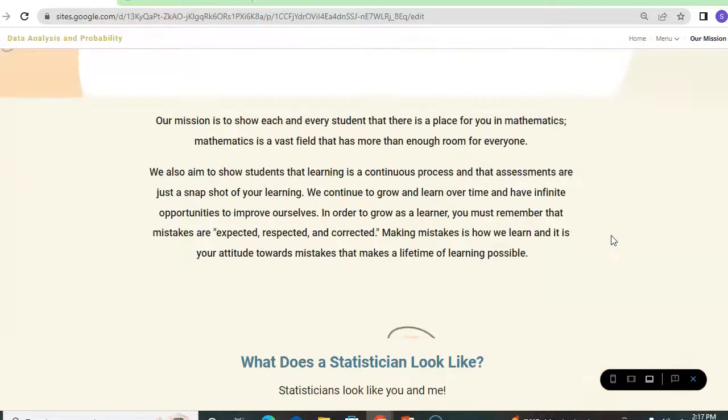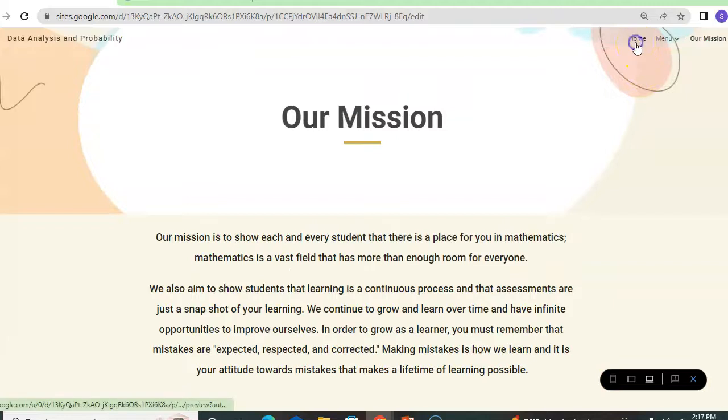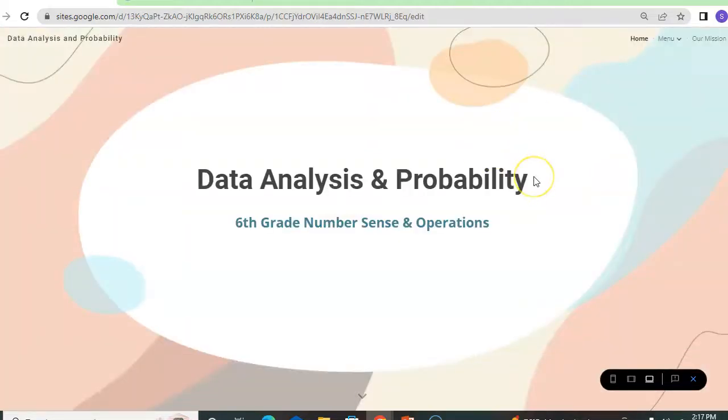Thank you for exploring our page, and we hope that this helped you to better understand data analysis and probability for 6th graders.